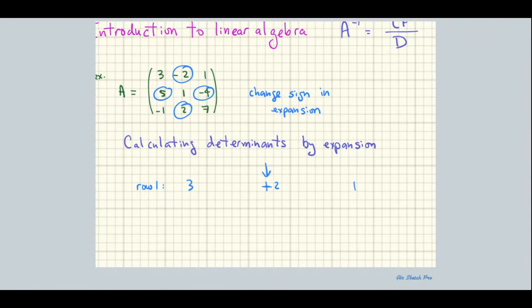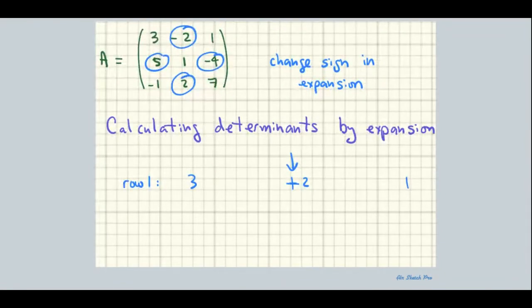Now here's the fun thing. Why did I leave all that extra space? I left that space because now I need to calculate minors. Now minors are the determinants of the reduced matrices.